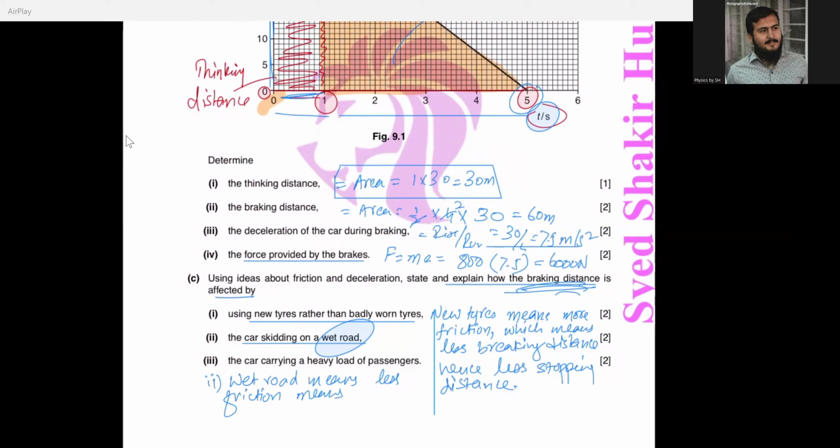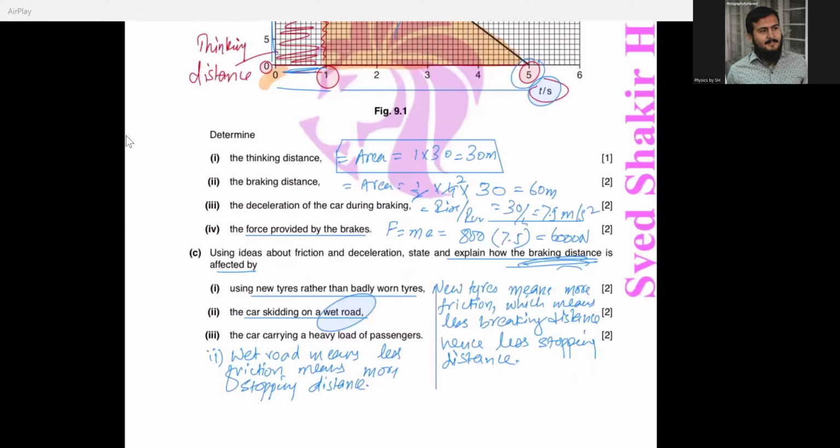Less friction means you would go a longer distance to apply brakes to stop. So the car will not stop quickly. So less friction means more stopping distance. Stopping distance is directly dependent on braking distance.